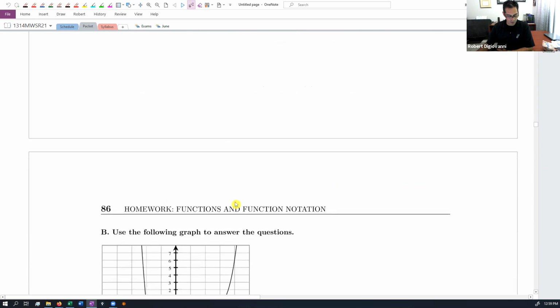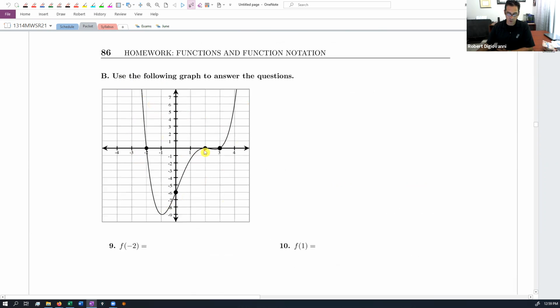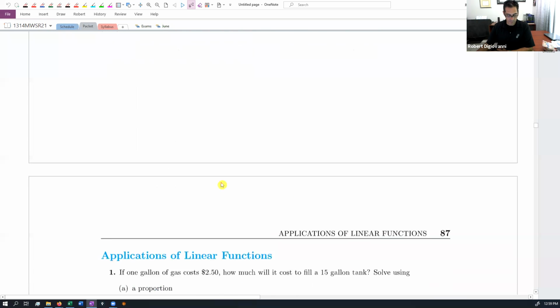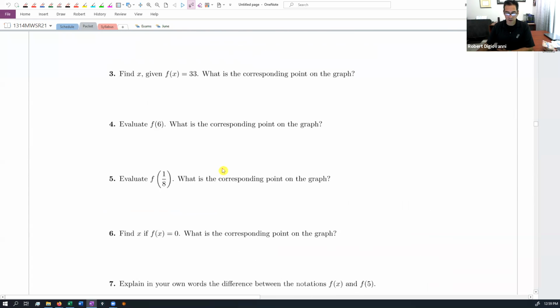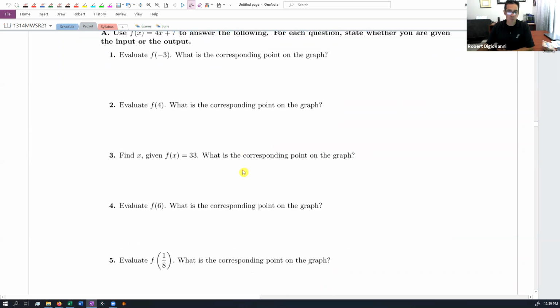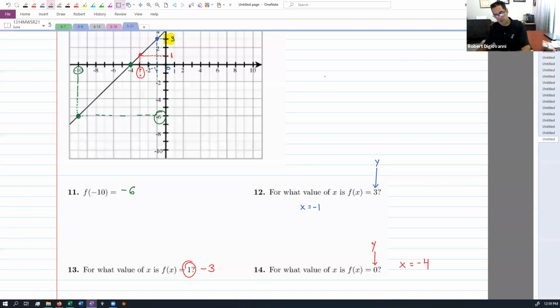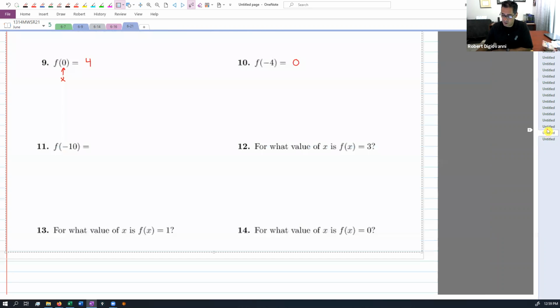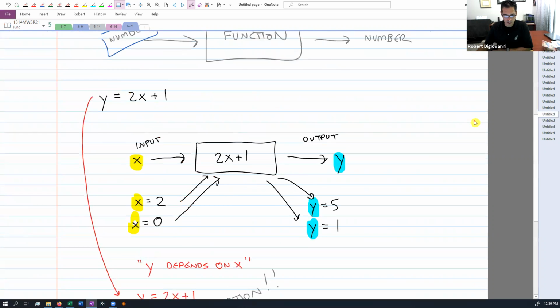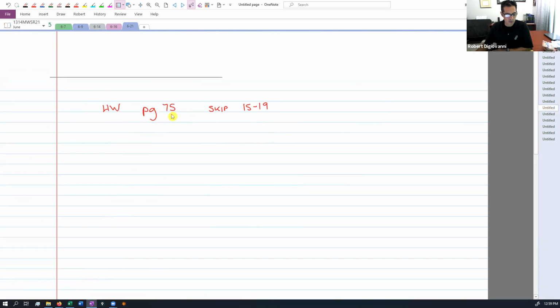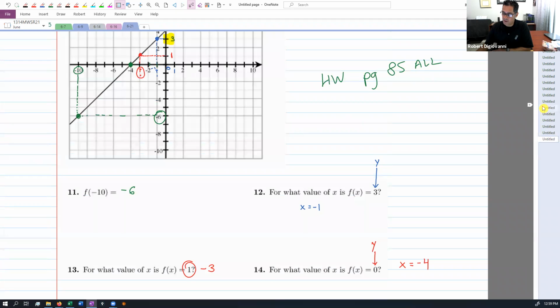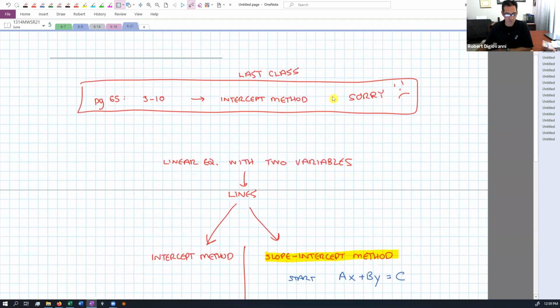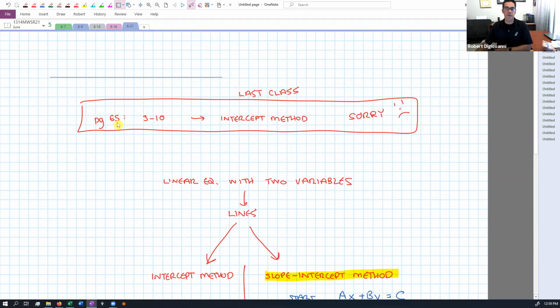Okay, I'm gonna let you read through that. So here's a graph that you need to read, just like the one we did, and then they ask you some questions. And that's it. So for this, page 85, do all the problems on page 85. So your homework for tonight is page 75, everything except 15 through 19, page 85, all of them. And then from the beginning of class, we had those problems 3 through 10 from page 65.